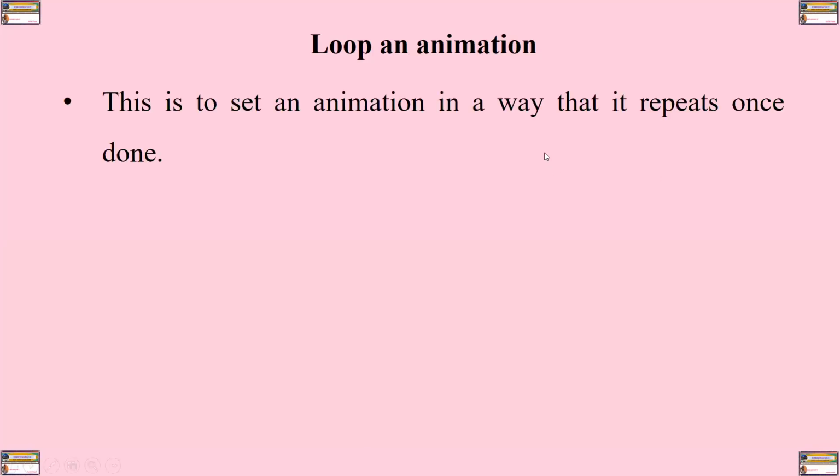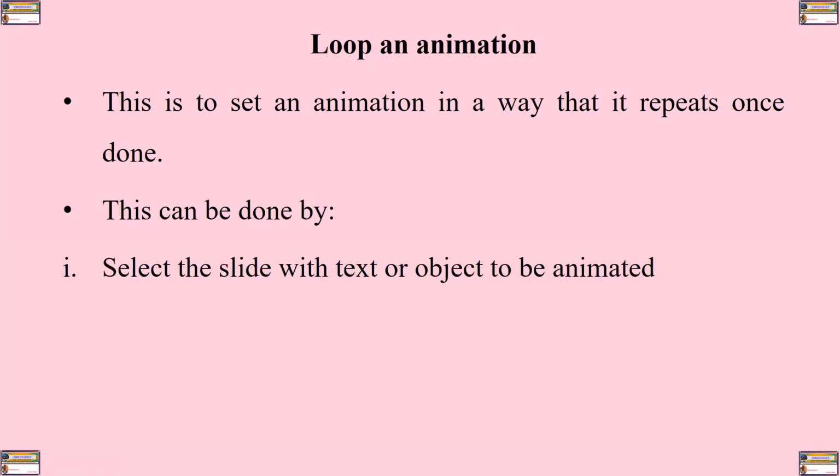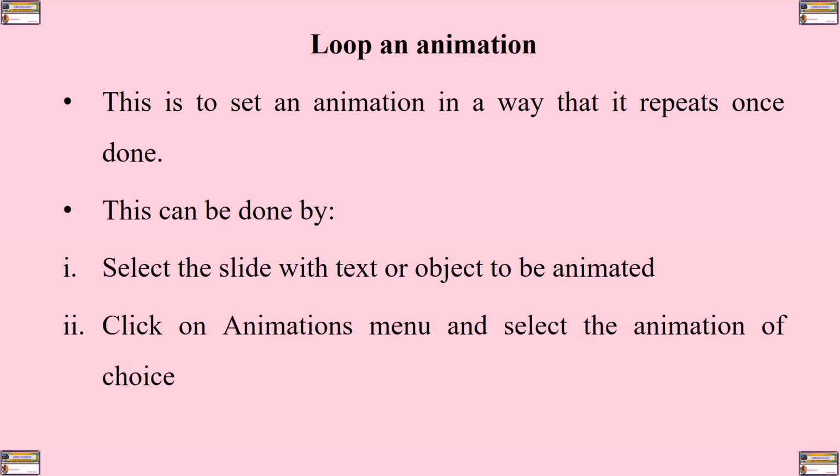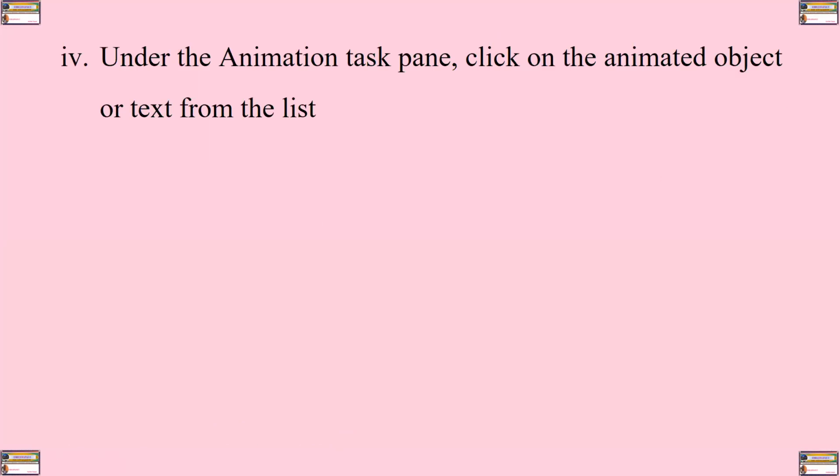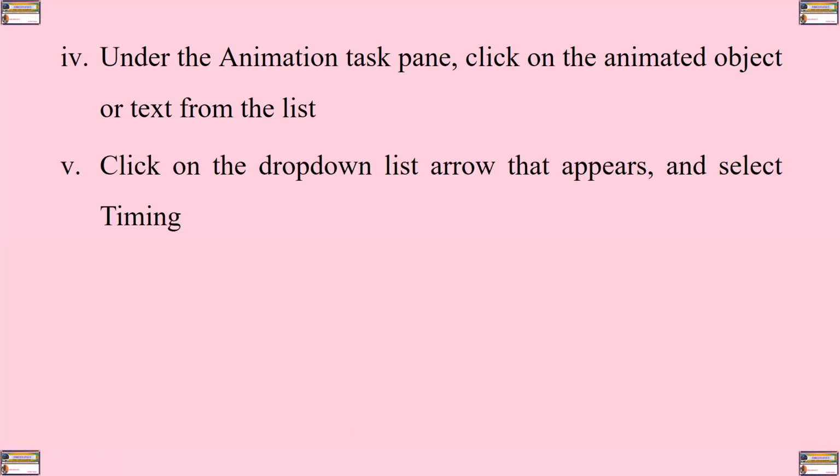Sometimes you may also need to loop an animation. To loop an animation is to set an animation in a way that it repeats once done. This can be done by selecting the slide with the text or object to be animated, then clicking on the Animations menu and selecting the animation of your choice. Click on Animation pane. Then under the Animation task pane, click on the animated object or text from the list. Then click on the drop-down list arrow that appears and select Timing.